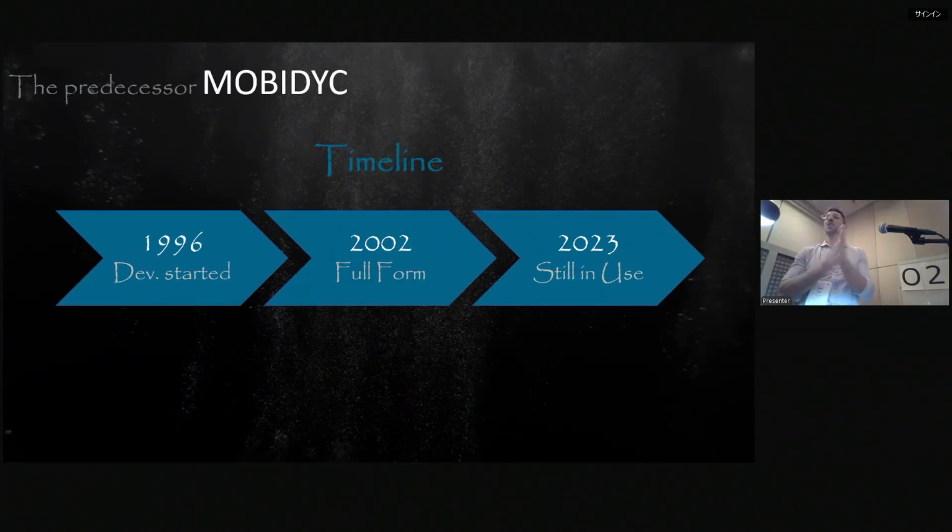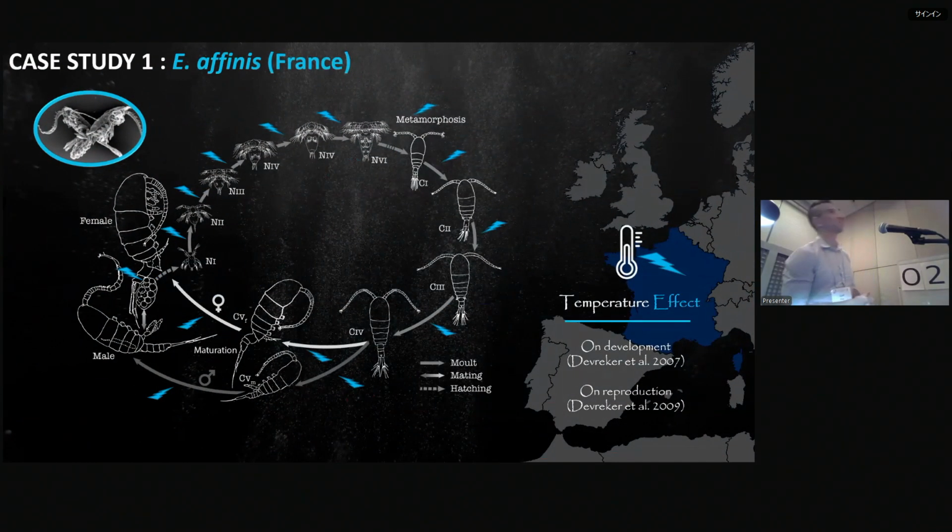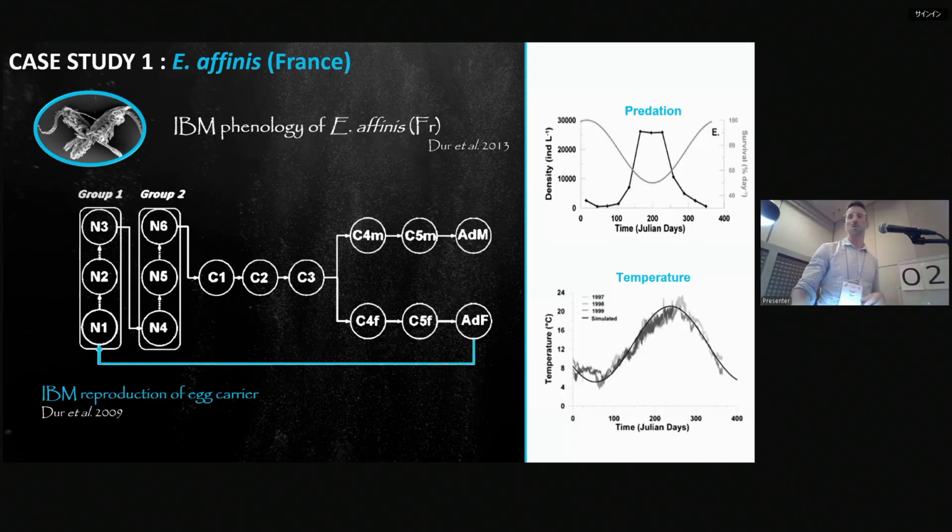Now, up until last year, Mobidyc was still used for scientific research, but mainly by my team. And I will present some case studies of copepods, starting with Carol's favorite, Eurytemora affinis. All right. From the Seine estuary, I used my lab mate David De Vreeker's data on the temperature effect on the development and reproduction. And with Mobidyc, I developed two individual-based models.